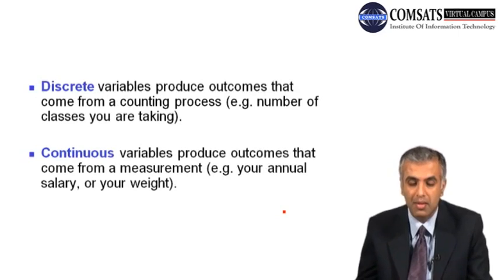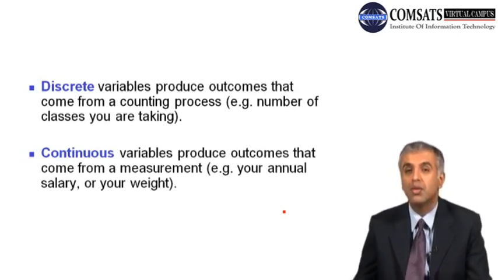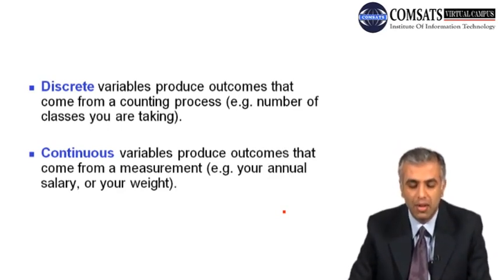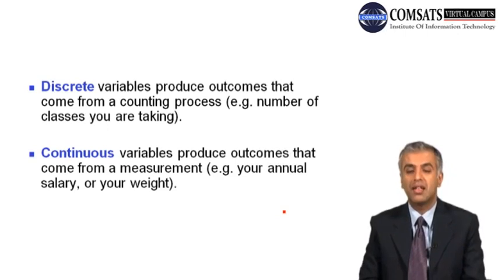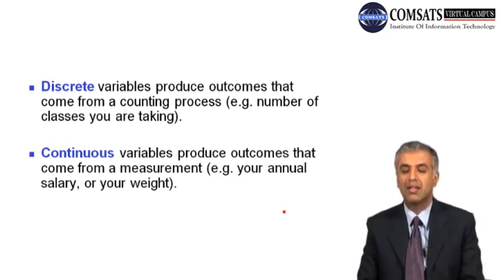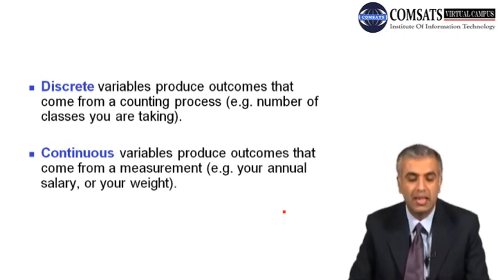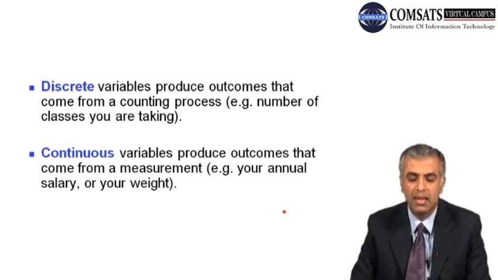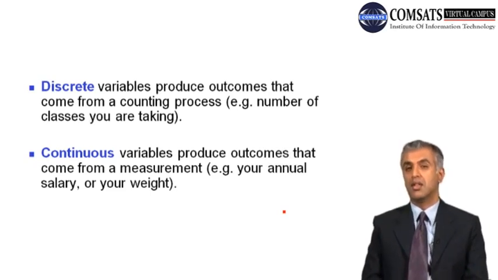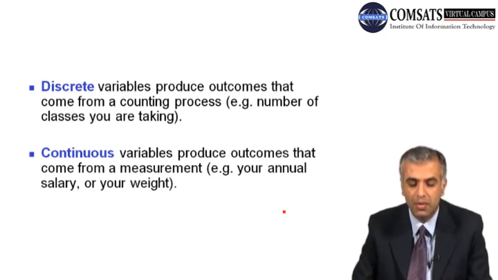Coming to the next one, while going through this normal distribution, we are dealing with two variables: one is the discrete variable and the second is the continuous variable. In the case of a discrete variable, the outcomes come from a counting process. For example, the number of classes you are taking, or the number of vegetables you are bringing home. Continuous variables come from a measurement, and your weight, your salary and other things like that are included in continuous variables.